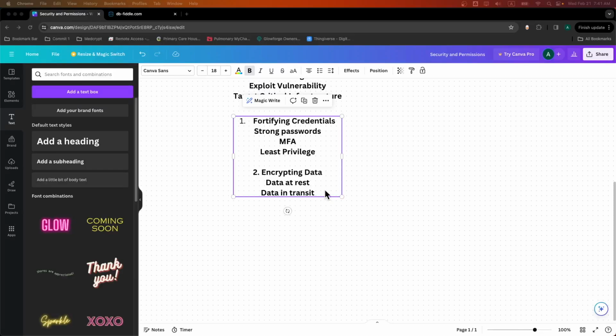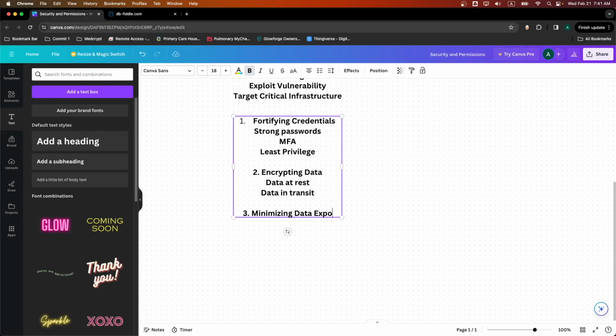And the third best practice to deal with these threats is minimizing the data exposure. Along the same lines, collect only what you need. You should avoid collecting and storing unnecessary personal information or sensitive data, right?